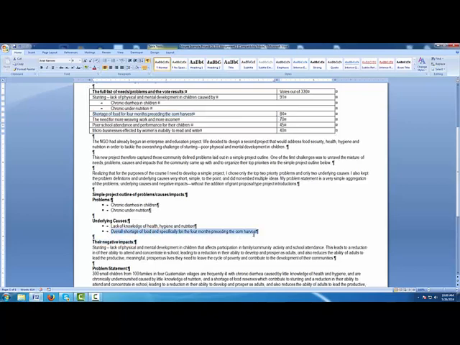underlying causes. I'm also going to add a lack of knowledge of health, hygiene, and nutrition that I found I had written down in the notes that I made during the workshop.